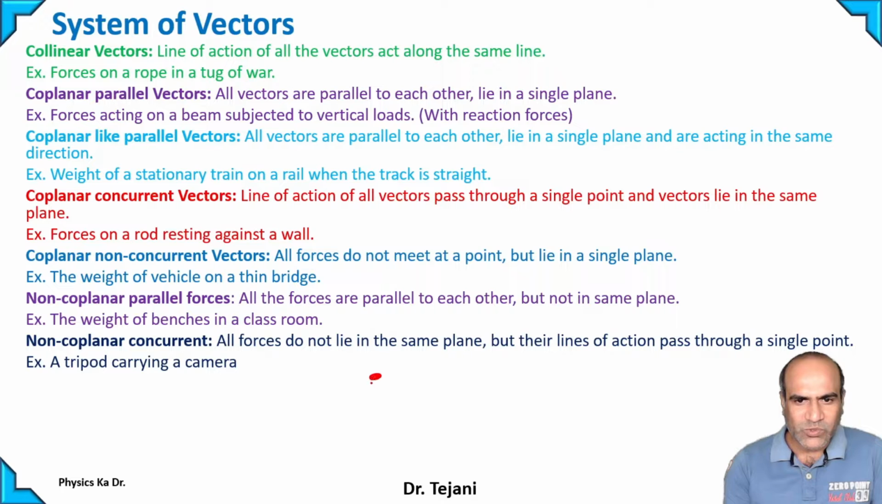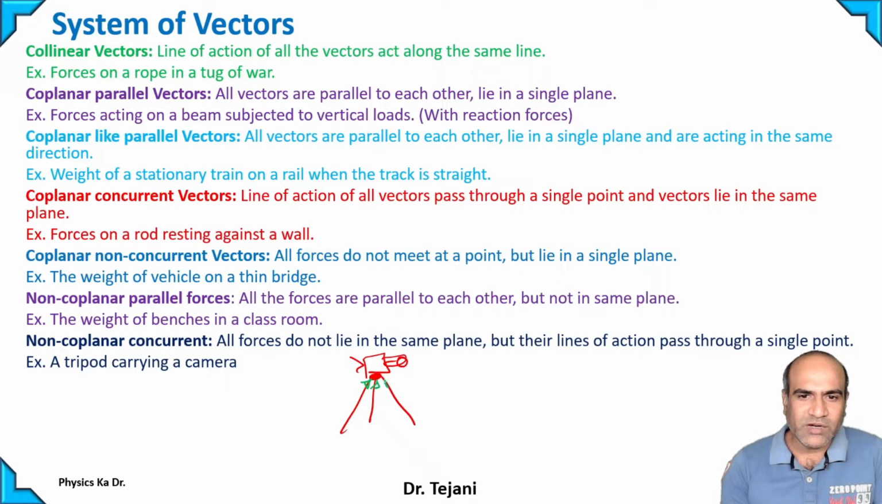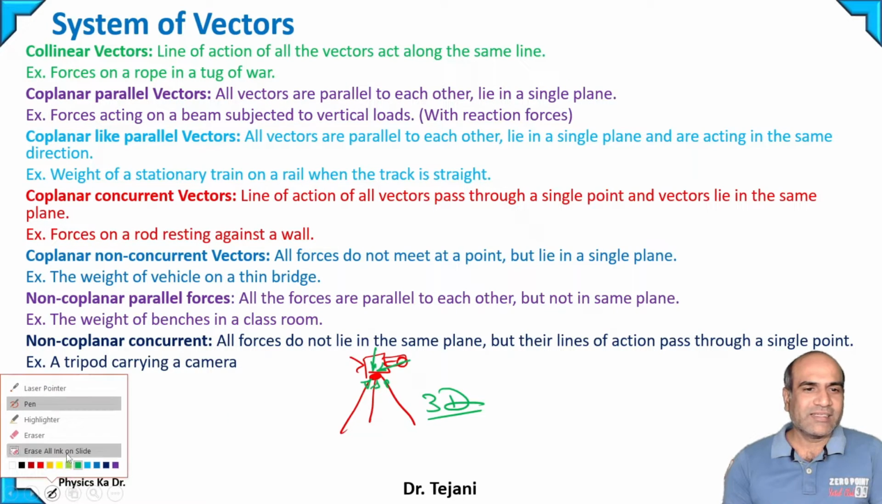Tripod. Yes, we used to record with this tripod, and we mount a camera on it. On the tripod, all the weights here are in three dimensions. One force is here, second force, third force, and the fourth force. All are meeting at a single point. So that becomes non-coplanar, meaning it's 3D and concurrent, meeting at a single point.